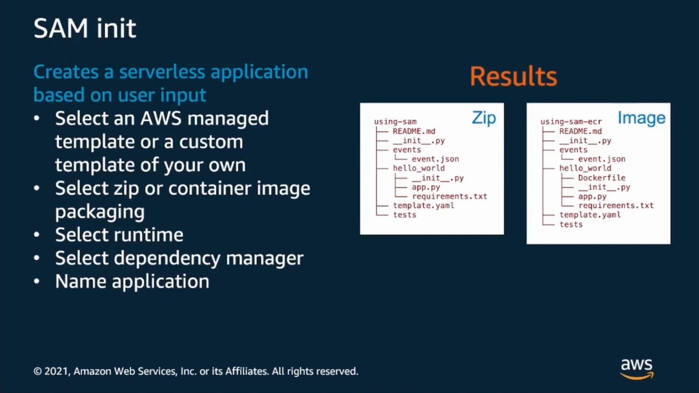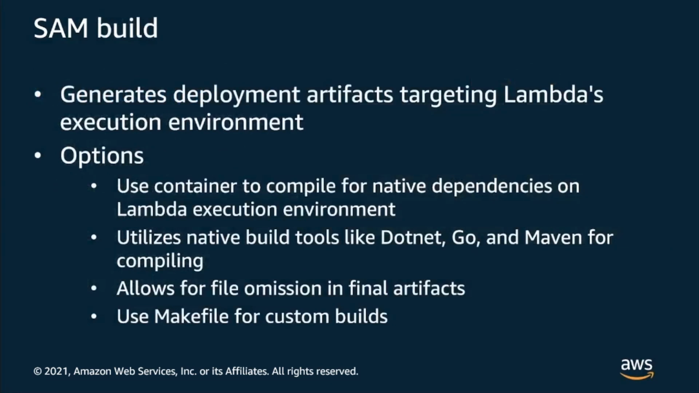Earlier we talked about architecture, how you can do ARM or x86. If you do SAM init dash A or dash architectures, you can declare it, or you can just add it after the fact as a parameter. So the next function we're going to talk about is SAM build.